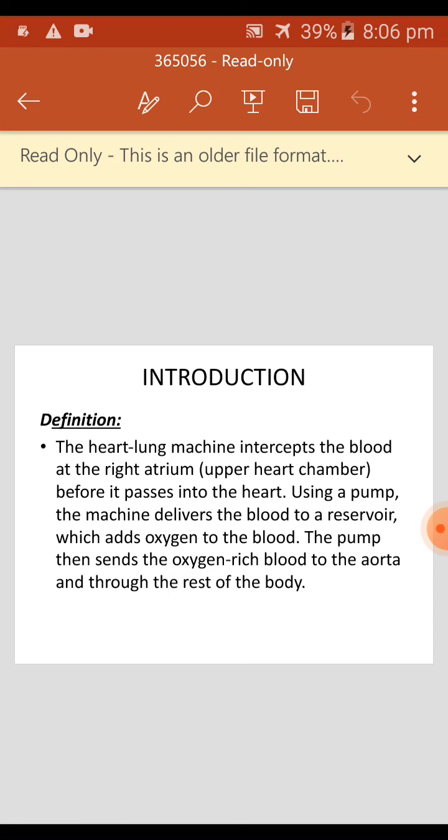Introduction. The heart lung machine intercepts the blood at the right atrium before it passes into the heart. Using a pump, the machine delivers the blood to a reservoir which adds oxygen to the blood. The pump then sends the oxygen rich blood to the aorta and through the rest of the body.